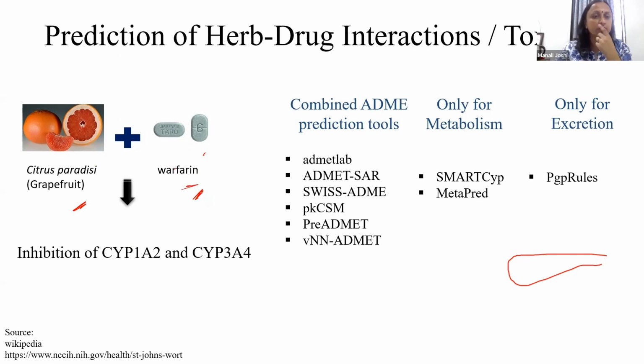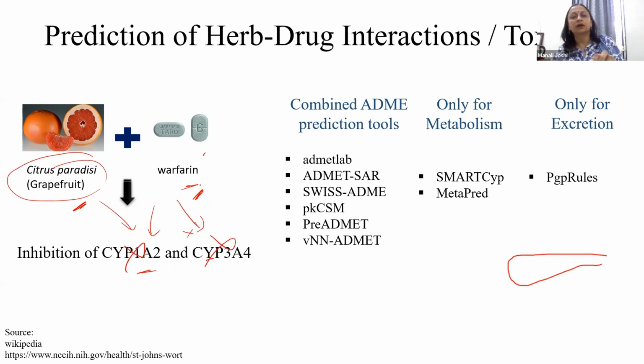Now, why this happens is because warfarin is known to be metabolized by these two particular cytochromes. And the ingredients of citrus actually go and block these cytochromes. So if these are blocked, they can no longer metabolize warfarin. So the amount that goes into the blood increases, and hence you have toxic side effects.